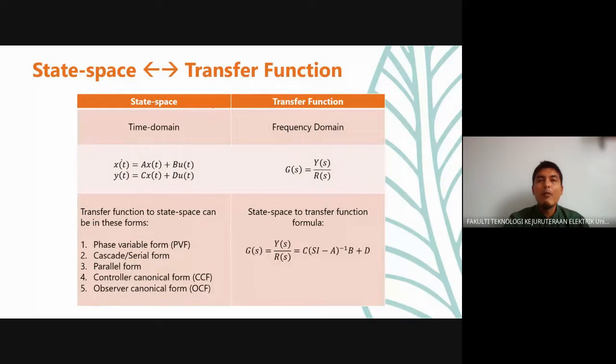So I would like to classify the state space and transfer function characteristic. The state space in time domain has this form: x dot(t) equals Ax(t) plus Bu(t), y(t) equals Cx(t) plus Du(t). Then the transfer function is in frequency domain, and the formula for the transfer function is the output divided by input.